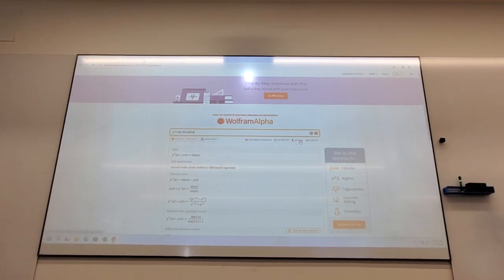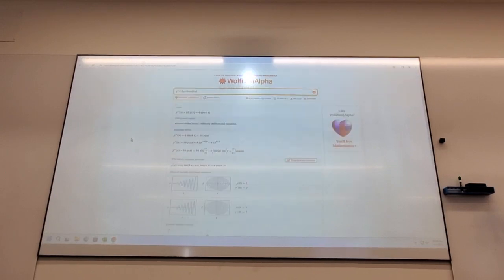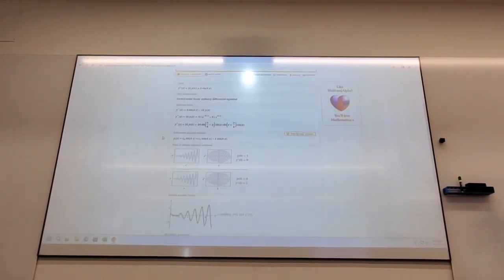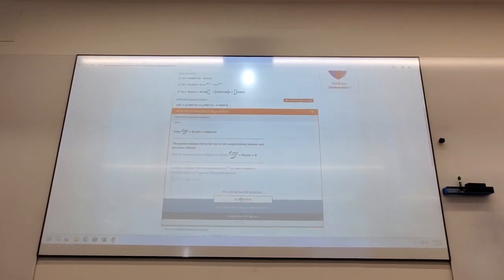All right, let's just put that in there, and then I'll see if I remember how to put the initial conditions in there. Is that what we got? Yes. If you hit the step-by-step solution, it'll say you gotta pay for it. But look at how much information it gives you as it solves the damn thing.